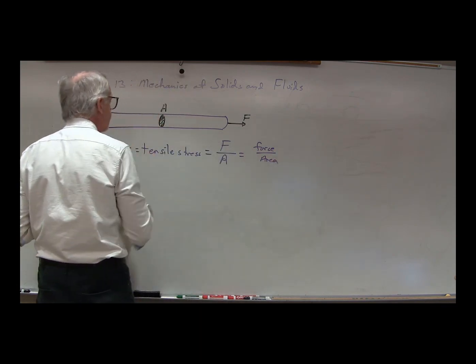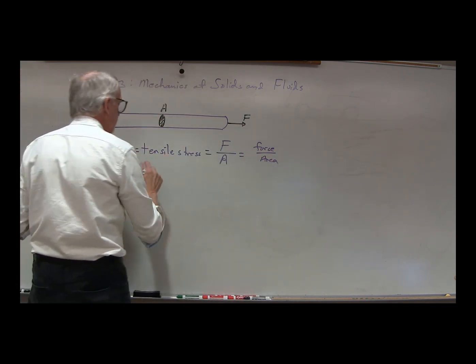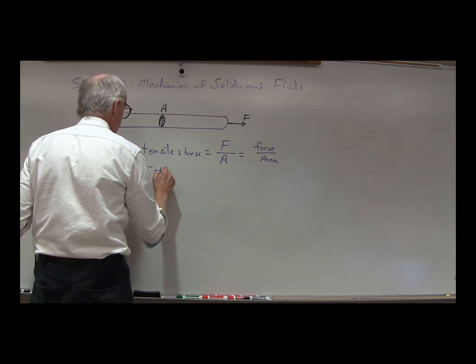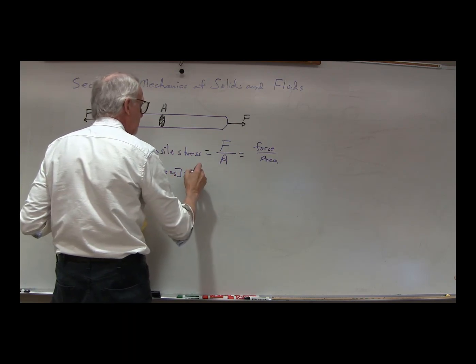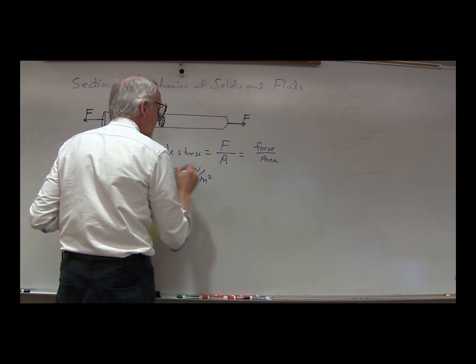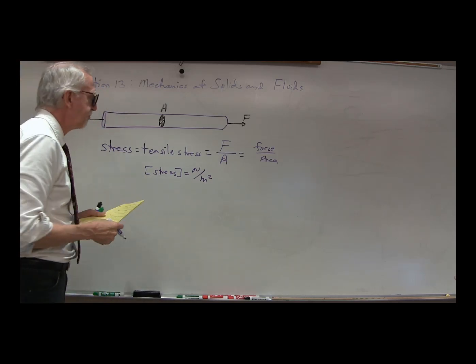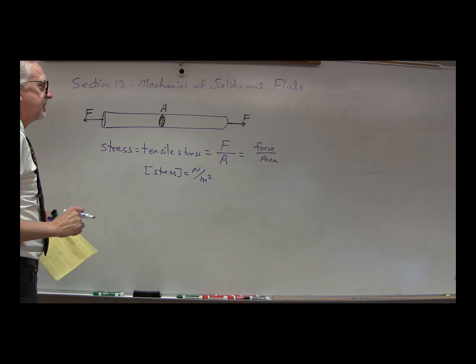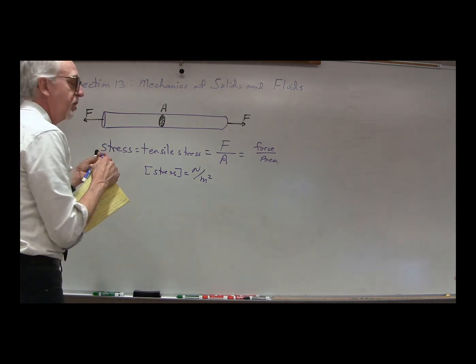And what are the units of this going to be? We'll write this as stress. What are the units of stress? The units of stress will be the units of force, which are newtons, divided by the units of area, standard SI unit, meters squared. Newtons per meter squared. What happens? What's this rod going to do? Well, in particular, it's going to stretch.